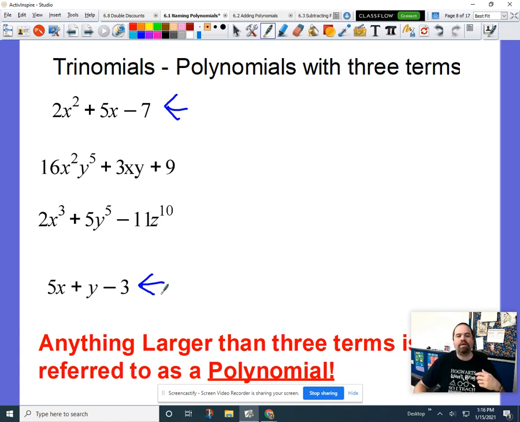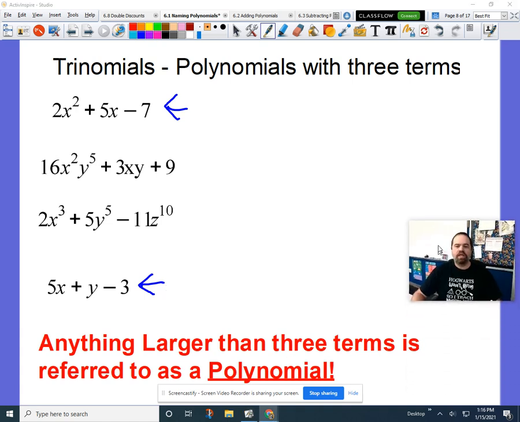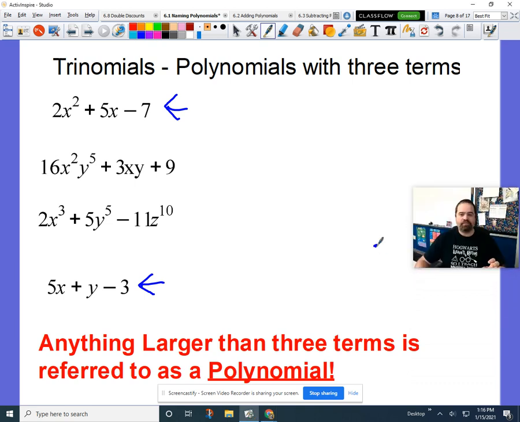Right, anything bigger than three terms, there are names for it. I took 4 years of college level algebra math stuff, and I never had to worry about names other than a trinomial. So if you run across something that has 4 terms, 5 terms, 6 terms, we're just going to lump all those together and call them polynomials. Poly as in many, many terms.